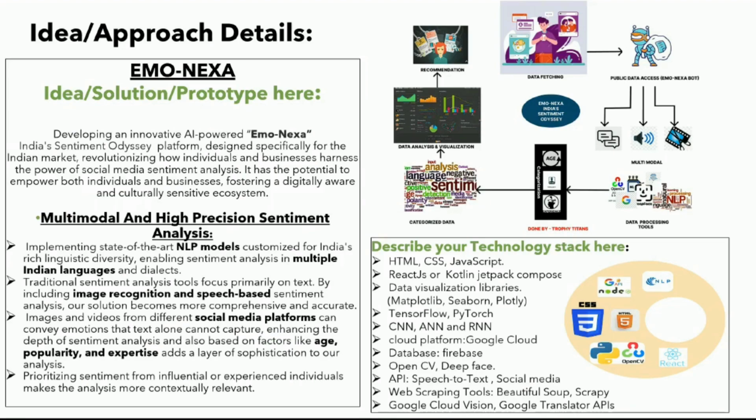As you can see in the top right corner, we have made a diagram which explains the whole process in short, starting from the data fetching from the social medias by Emonexa bot, and then processing the data in the multi-model, and finally producing a categorized data which can be analyzed and visualized to produce a high precision recommendation for the users. Below we have our technology stack in which we are using React.js for the front end and Firebase for the back end. We are using TensorFlow, PyTorch, DeepFace, Google APIs for the multi-models.